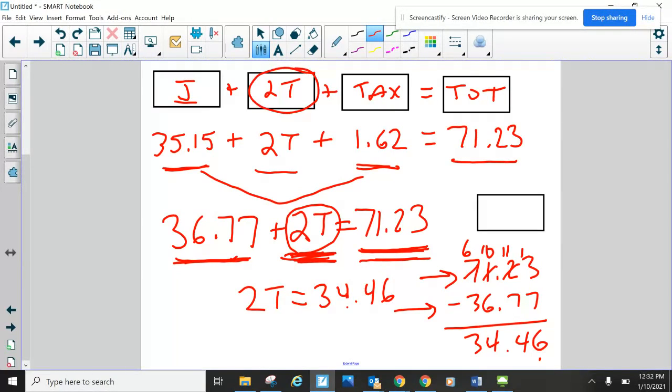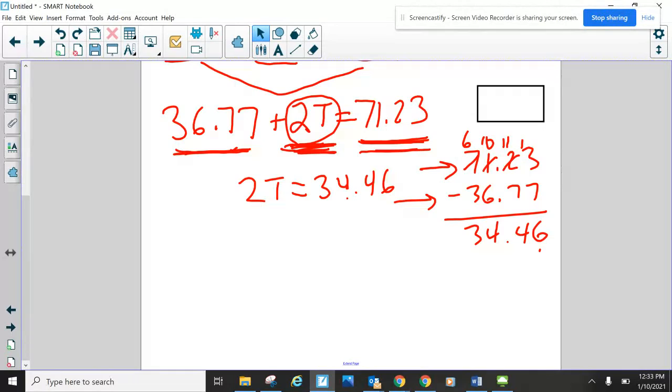Okay, so now I actually could, if I wanted to, go back up to this part of the problem and replace that with the $34.46, right? But the problem didn't ask me how much two t-shirts cost. It asked me how much one t-shirt cost. So in order to figure out how much one t-shirt costs, I'm going to have to take this total right here, this $34.46, and divide that total by 2.